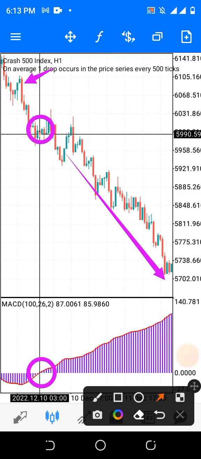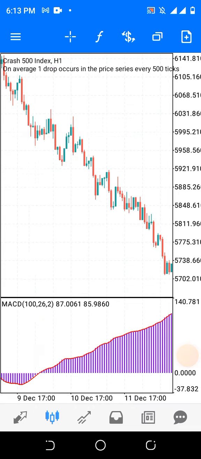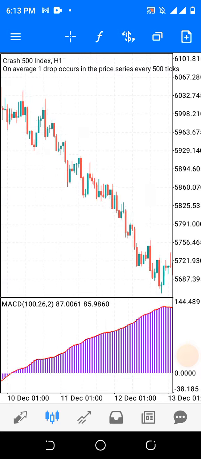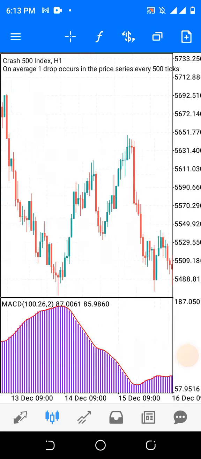Guys, this particular strategy, if you can be patient enough and apply it, there is no issue of account blowing again. You will remain profitable. Do you understand? So that is it. You see, this is a huge gain.